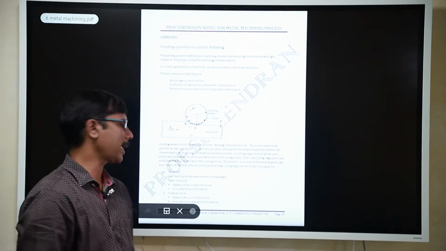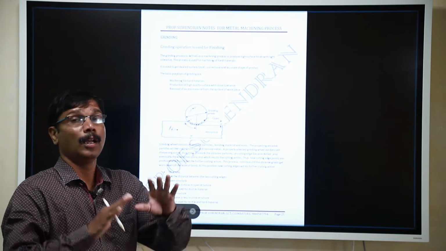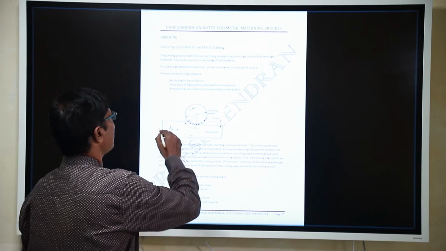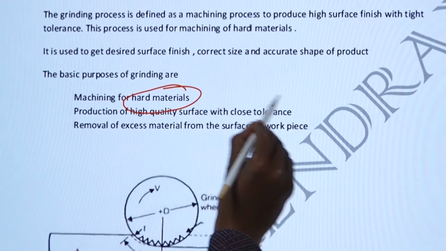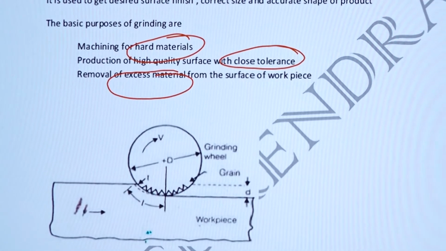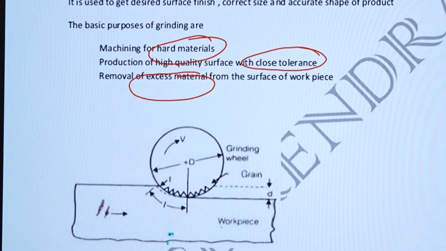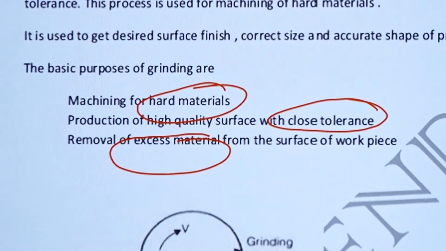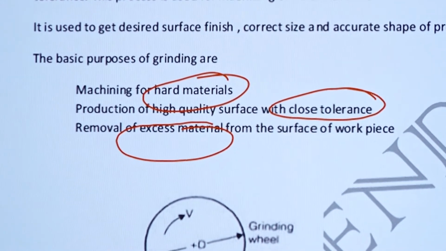Next we are moving to the grinding operation. Grinding is a surface finishing operation, and a smooth surface finish can be obtained by grinding. The basic purpose of grinding is machining hard materials, producing high quality surfaces with close tolerance, and removal of excess material such as burrs. So this is a grinding wheel.